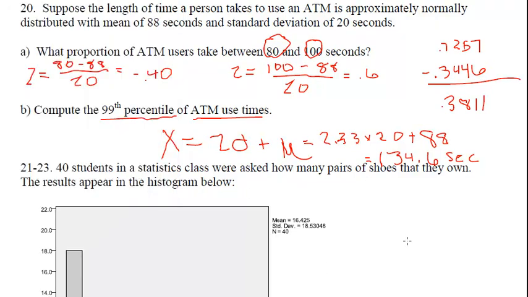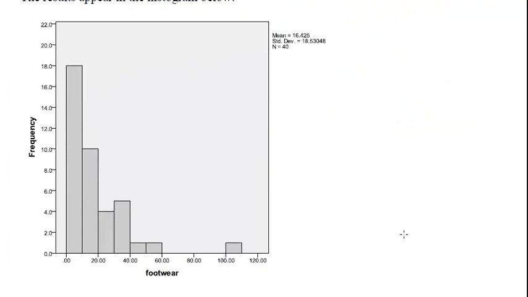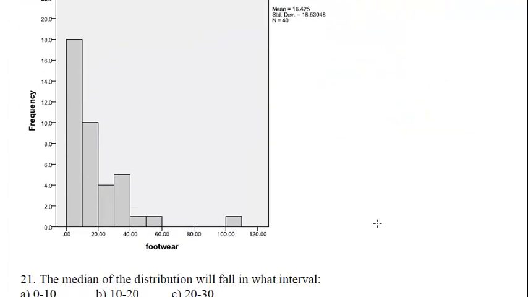Okay, so that will do it for the normal problems. We're going to come down here and do a problem with this histogram. I'm given this histogram, skewed right, and we have outliers. The first question is, I want to find where the median will fall, in what interval. I'm not asking for the exact value, but you can pick out where the median is.